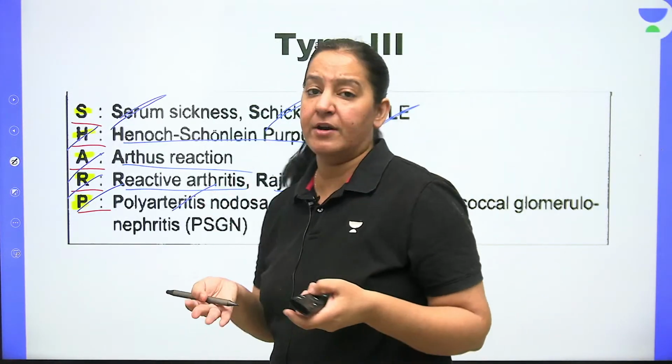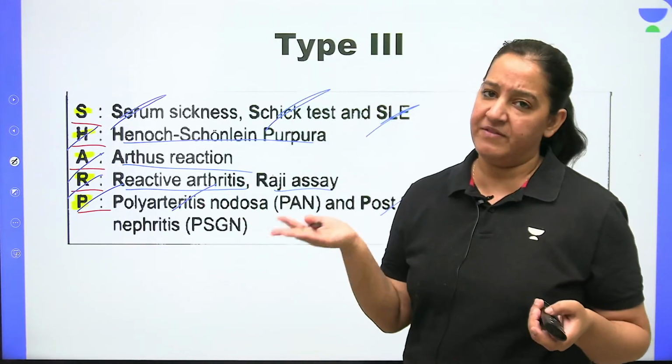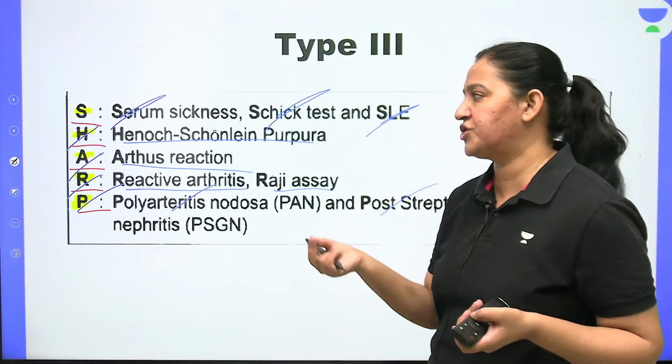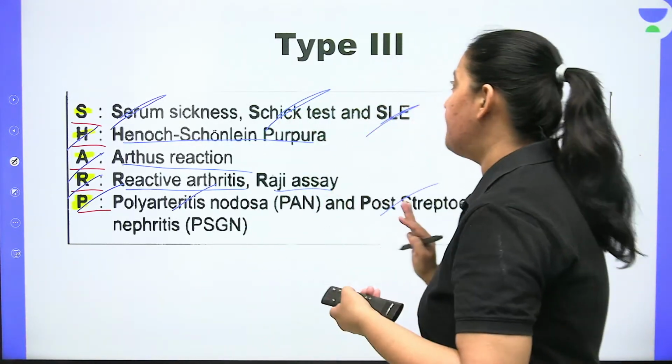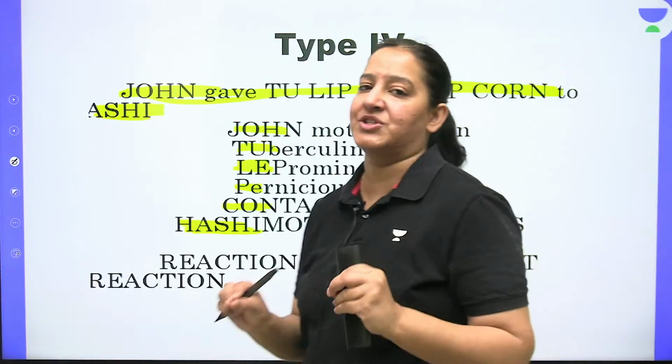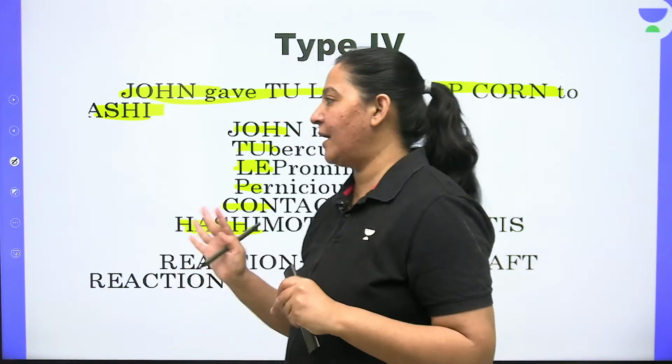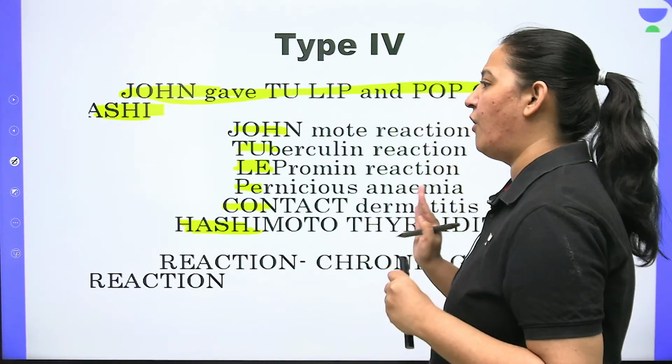Many of them are previous year questions, and you never know, a new question can be created from any of them. These are the important examples of type 3. Now let me come to the important examples of type 4.